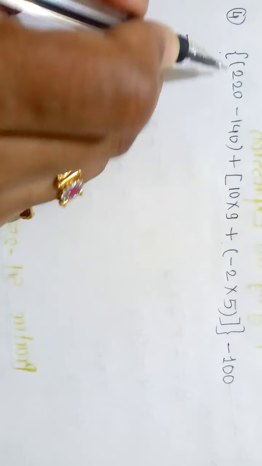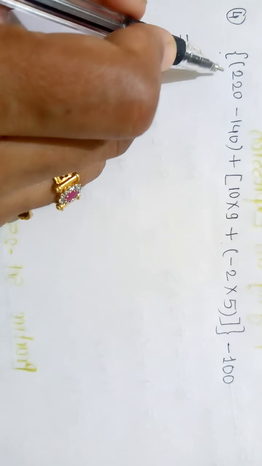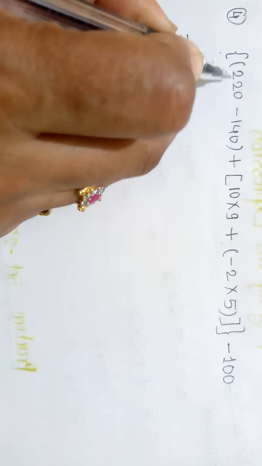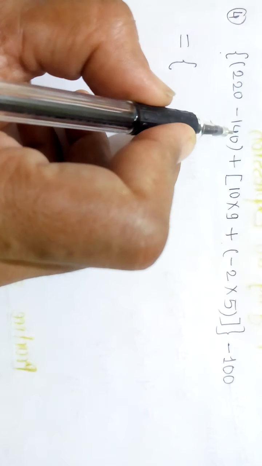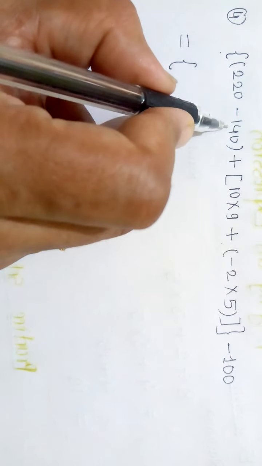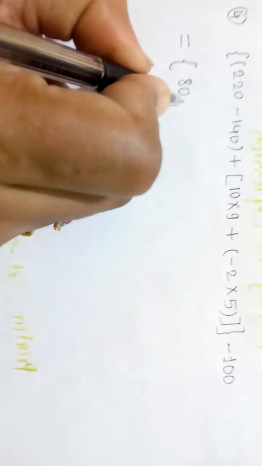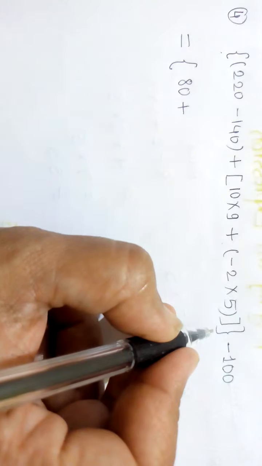First we will solve this round bracket. So curly bracket we will keep as it is. 220 minus 140. What is the subtraction of 220 minus 140? It is 80. 80 plus. Now remaining brackets as it is we can write.